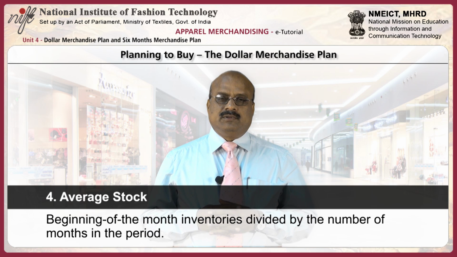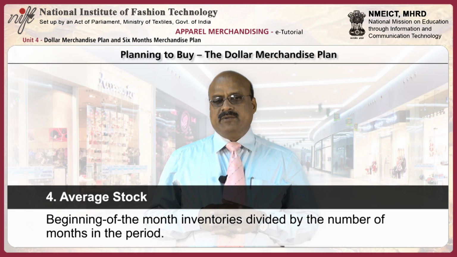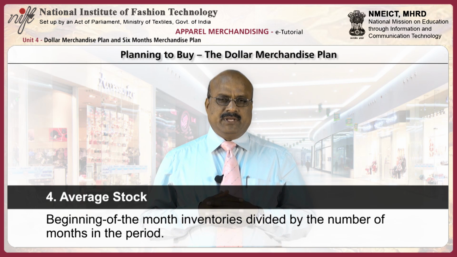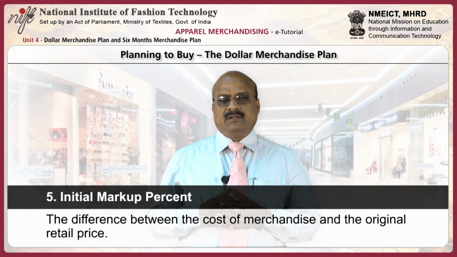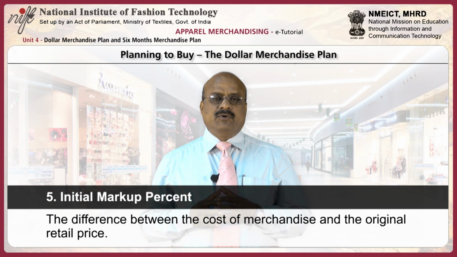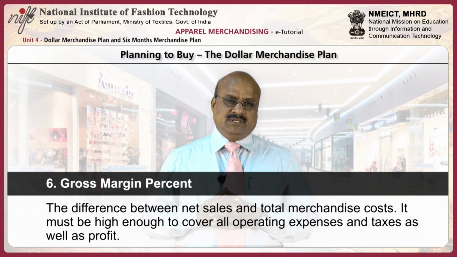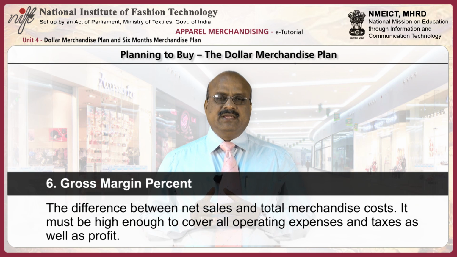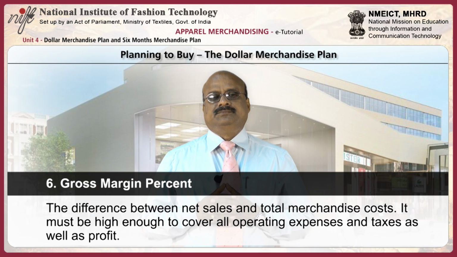Average stock. This can be calculated using the beginning of the month inventories divided by the number of months of the period. Initial markup percent. This is the difference between the cost of merchandise and the original retail price. Gross margin percent. This is the difference between the net sales and total merchandise costs.